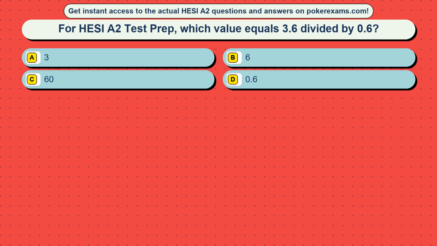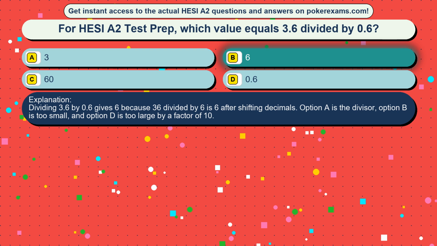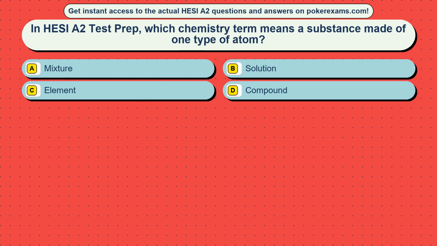Question 22. For HESI A2 Test Prep, which value equals 3.6 divided by 0.6? Option A, 3. Option B, 6. Option C, 60. Option D, 0.6. The correct answer is option B, 6. Dividing 3.6 by 0.6 gives 6 because 36 divided by 6 is 6 after shifting decimals. Option A is the divisor, option C is too large by a factor of 10, and option D is too small.